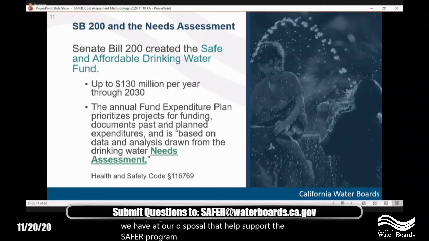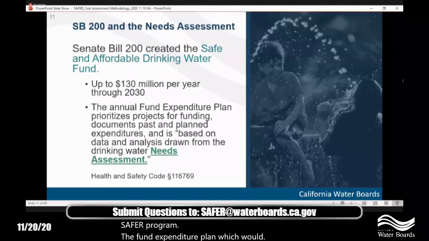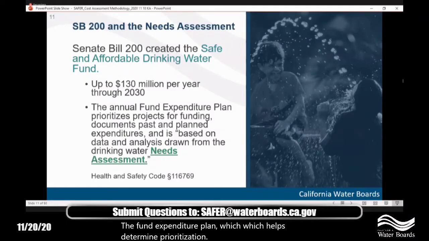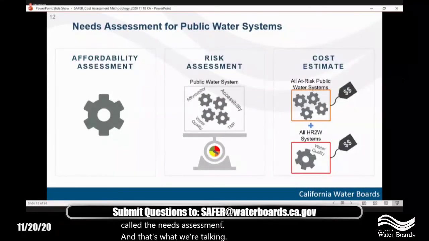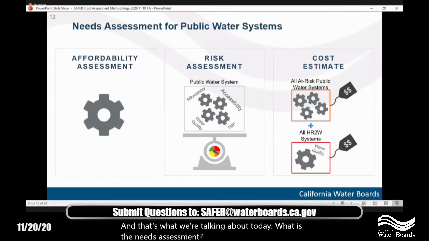The fund expenditure plan, which helps determine prioritization of how those $130 million could be spent, is supposed to be based off of data analysis drawn from something called the needs assessment. And that's what we're talking about today. What is the needs assessment? The needs assessment has three core components to it. It has an affordability assessment, a risk assessment, and a cost estimate.